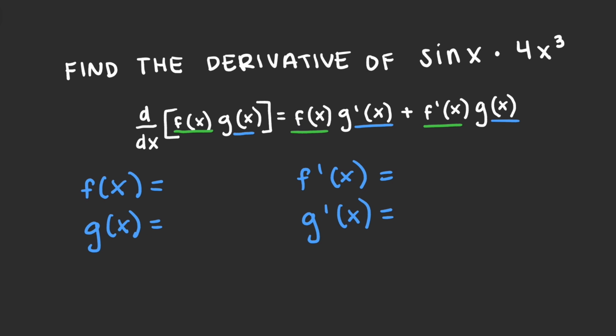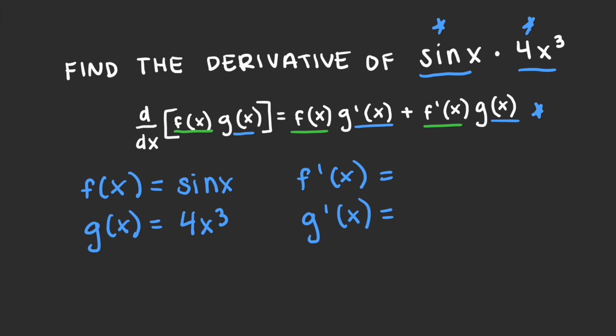For this example, we'll still use the product rule, but this time we're going to solve for the derivative of sine x times 4x cubed. Again, this right here is our product rule, and we're dividing it into 4 parts again. We need f of x, g of x, f prime of x, and g prime of x. So we know f of x, our first function right here, is just sine of x, and g of x, our second function right here, is 4x cubed.